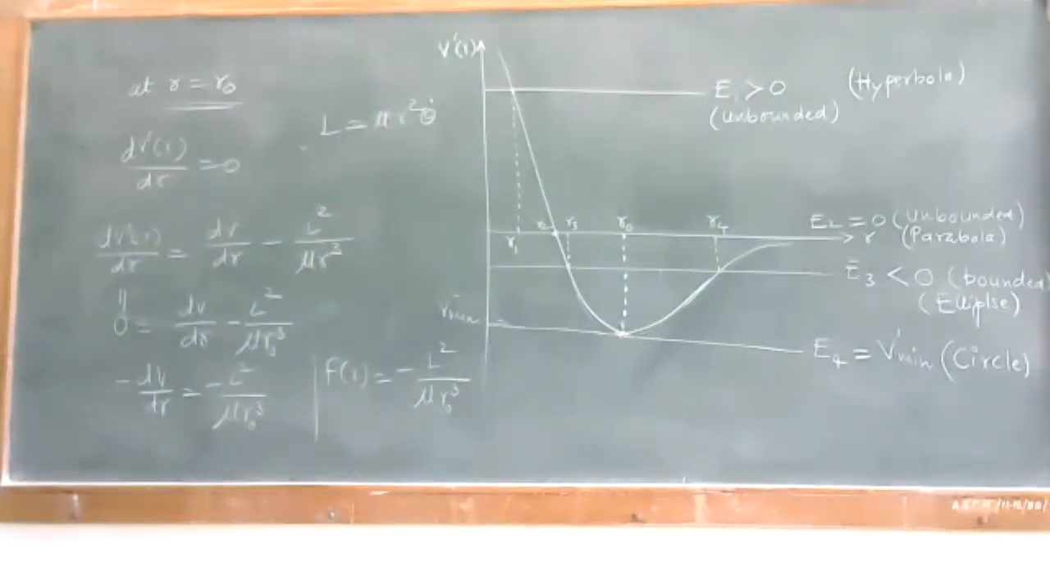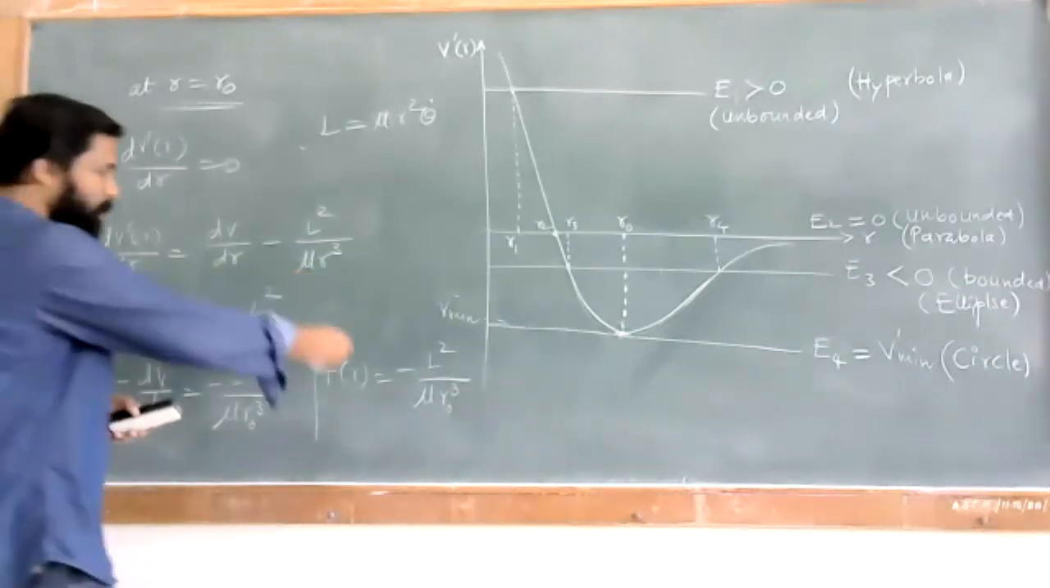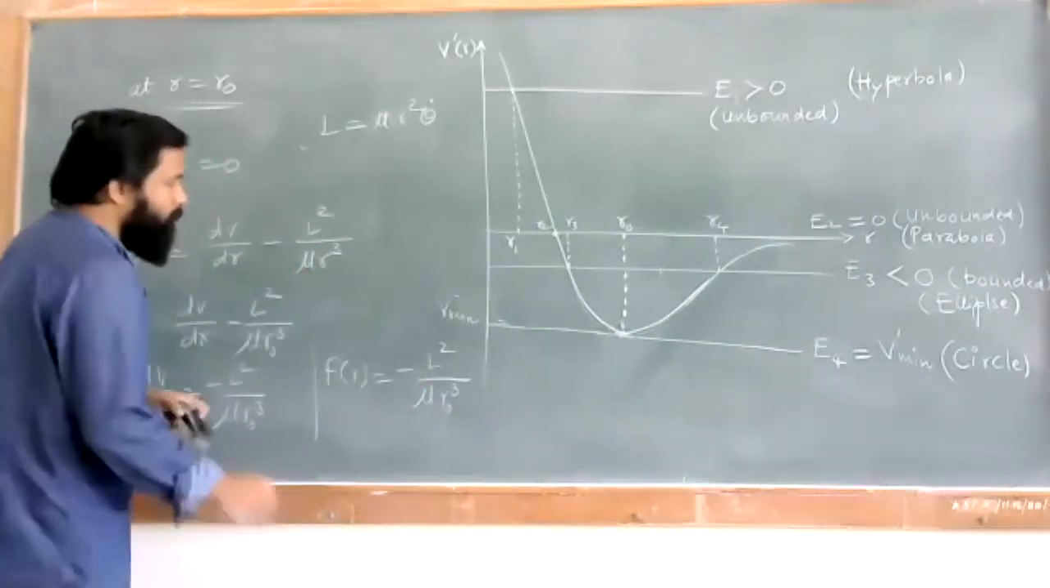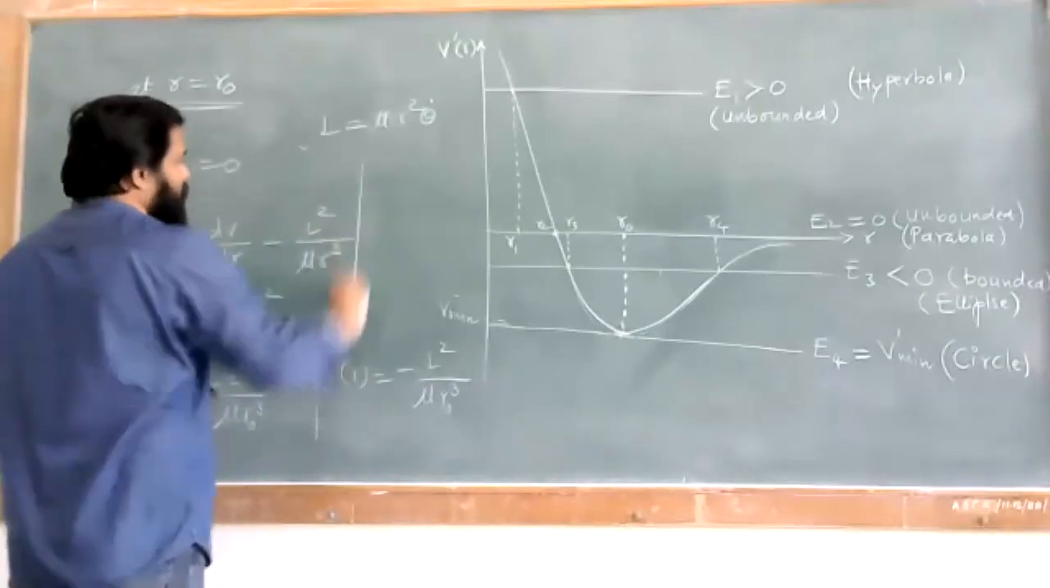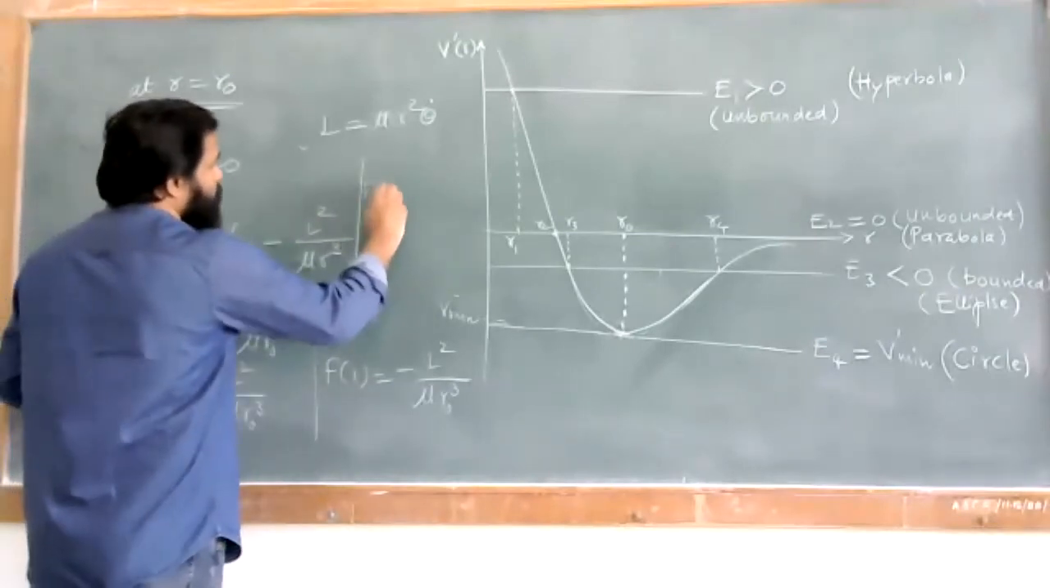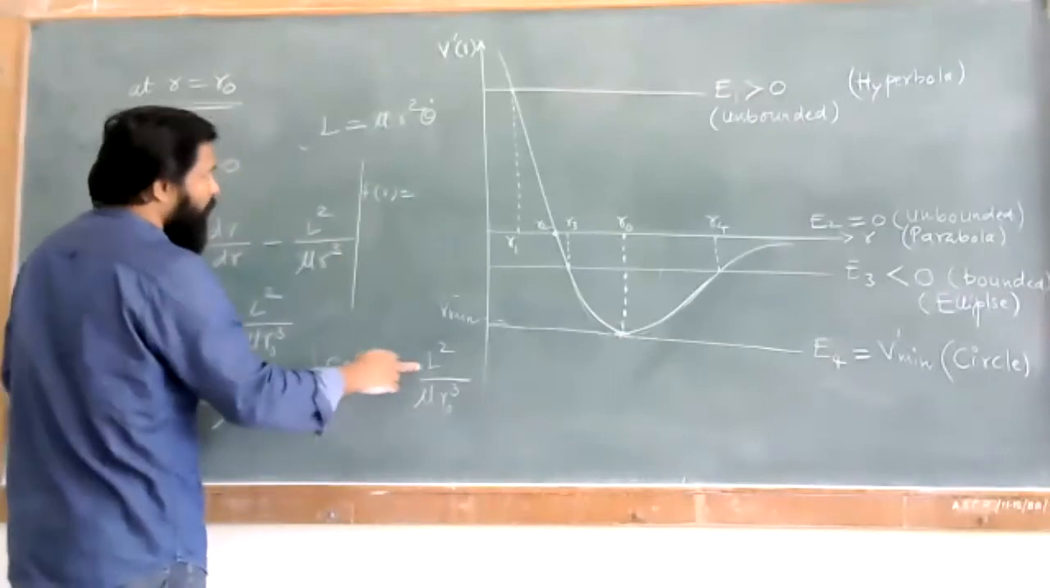So we can have those points in terms of this. I just said the condition should be like this. So f of r is equal to L square upon mu r naught cube, and that can be written as f of r is equal to L square.